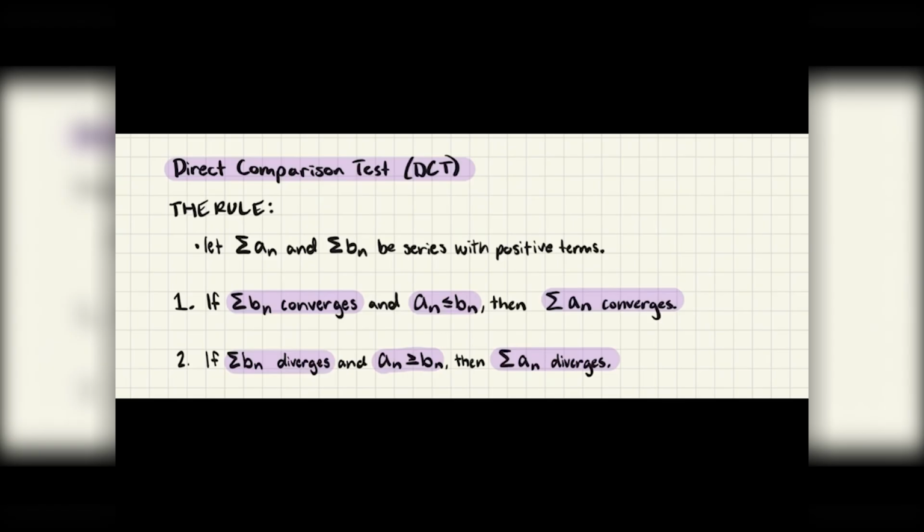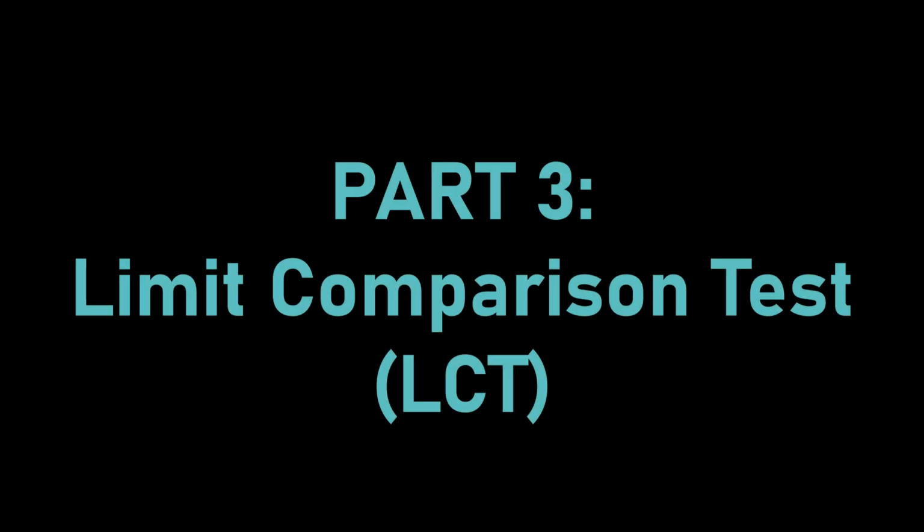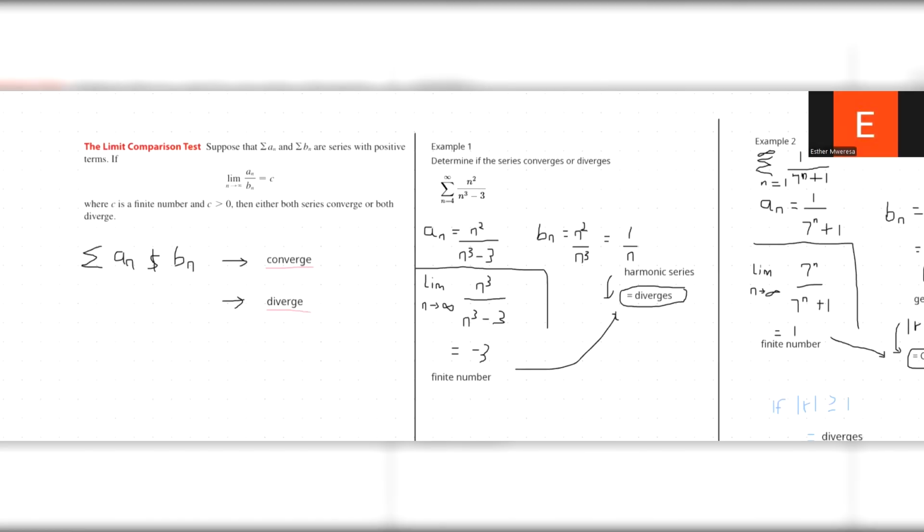Returning once more to the DCT rules, I find it helps me to make sense of it by remembering that you need a ceiling for convergence and a floor for divergence. If you get stuck in the direct comparison test as inconclusive, like the inequality is backwards, that's a sign to try the limit comparison test instead. I will take you through the limit comparison test.